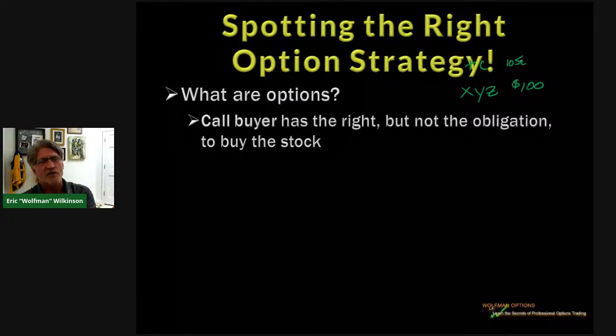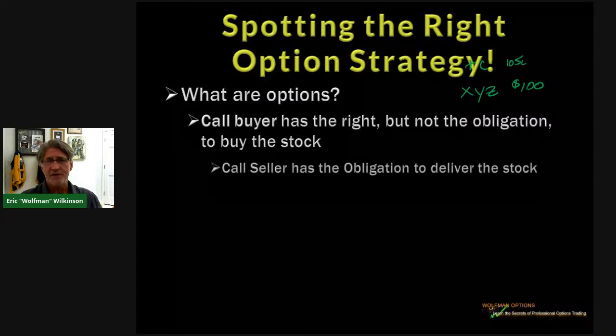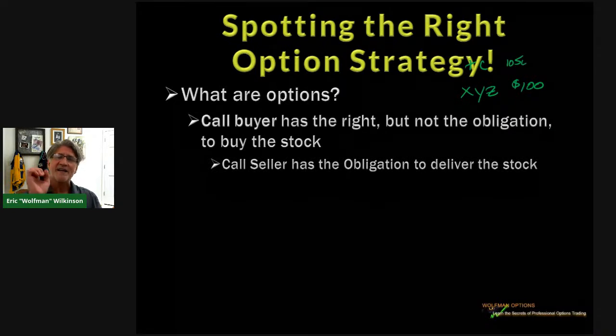So the call buyer has the right but not the obligation. You're paying for that right. You bought an option, so you paid for that. And if you are the seller of the call option, then the seller has the obligation to deliver the stock. Now, if you don't own the stock, you've got to borrow it. You're basically short that stock in your portfolio. We're going to offset these as soon as your short strike gets breached. But the call seller has to deliver that stock at that price.